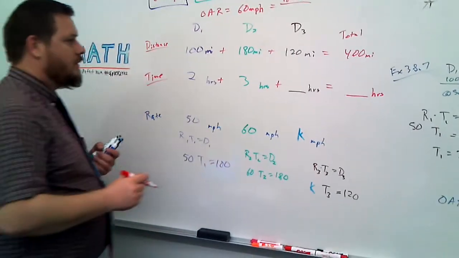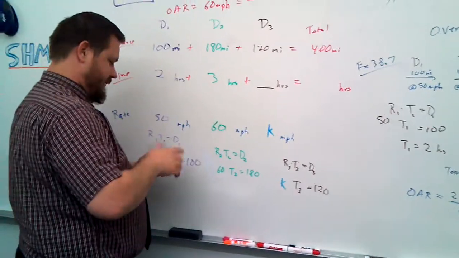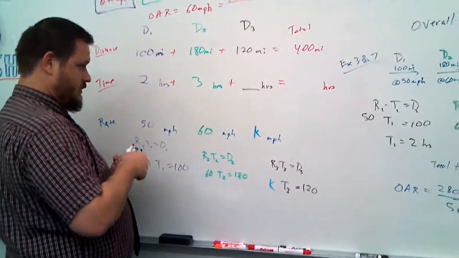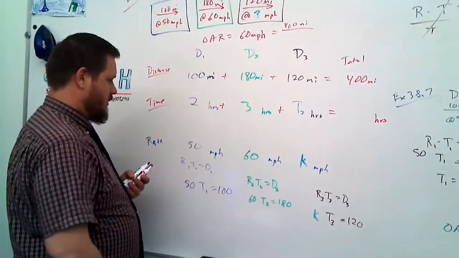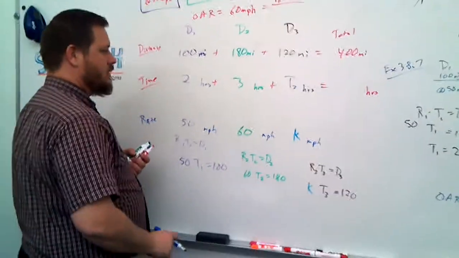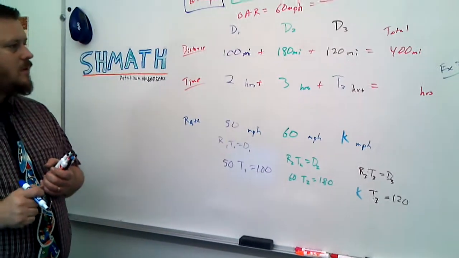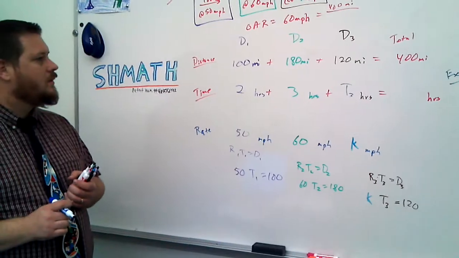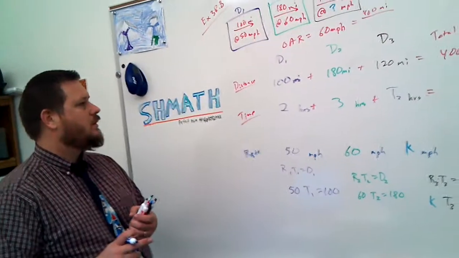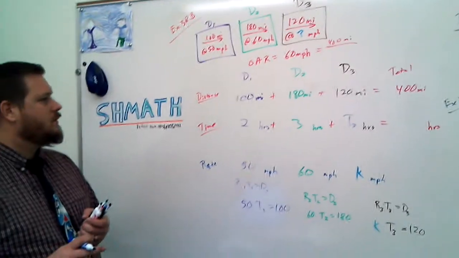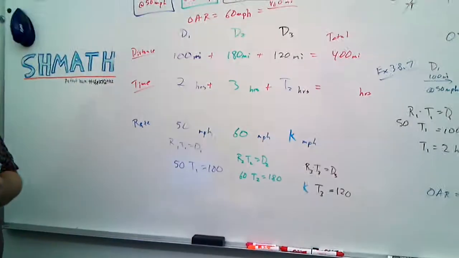What's the total time? I don't know, but we can figure it out. So far, we know it's 2 plus 3 plus the third time. Why don't we call this T3 for now? Can't we figure out the overall time using rate times time equals distance, plugging in 60 as the rate and 400 as the distance, and then find the time?